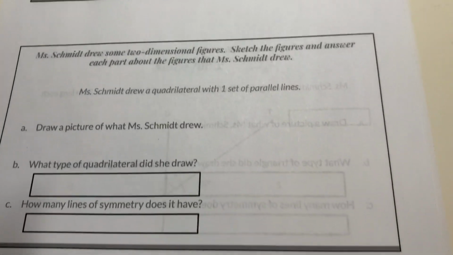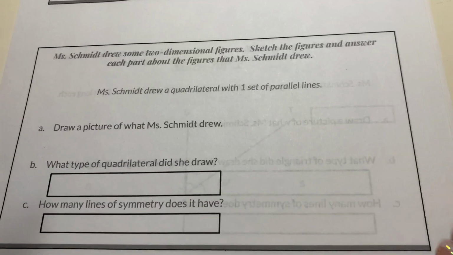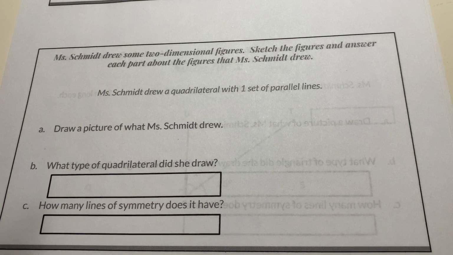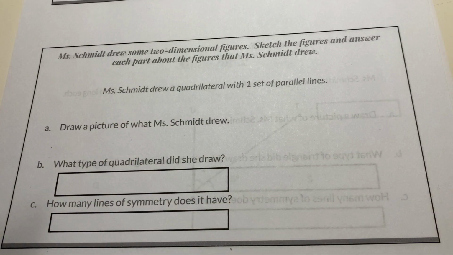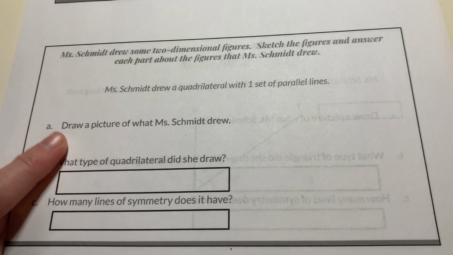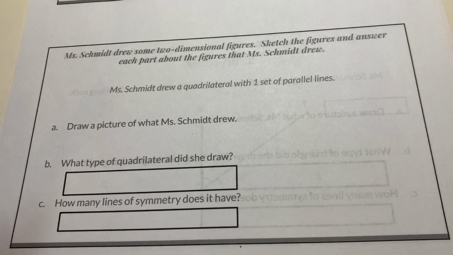All right, let's go ahead and look at this one. So I'm going to draw some shapes. So I drew a quadrilateral with one set of parallel lines. Here's what you need to do. Draw a picture of what I drew. What type of quadrilateral did I draw? And how many lines of symmetry does it have? Go ahead and do this one on your own.